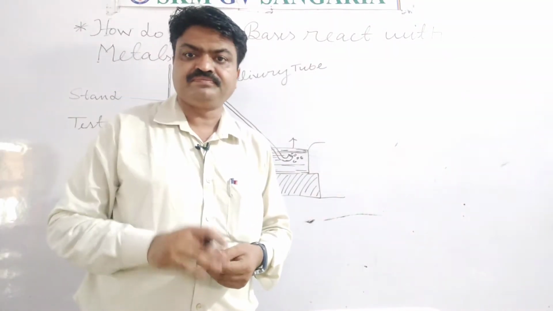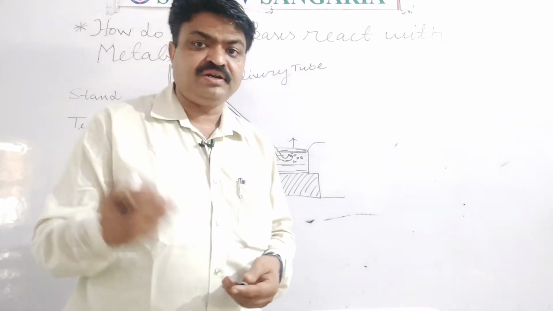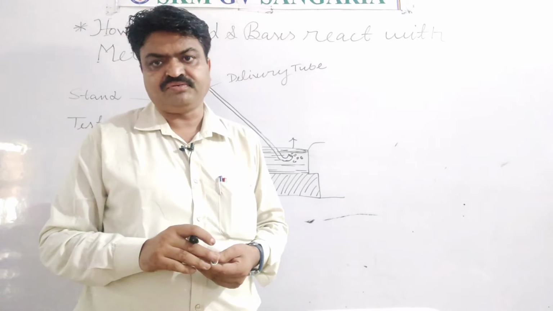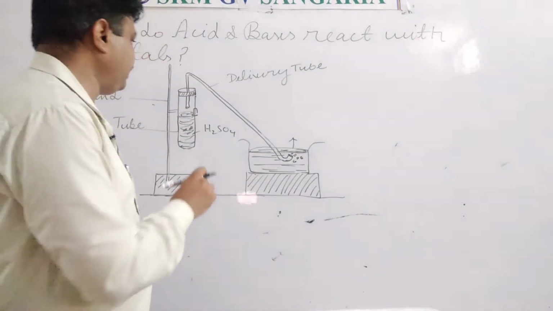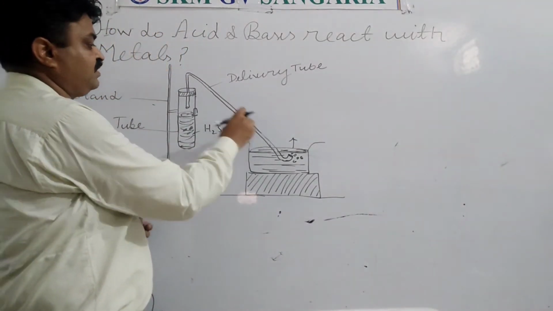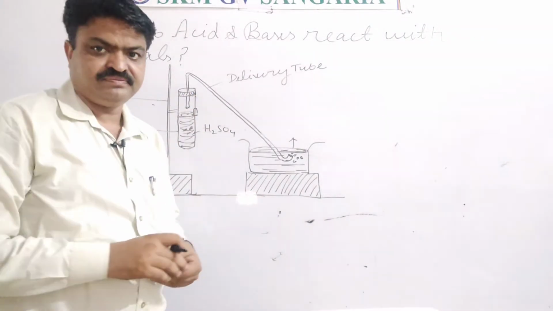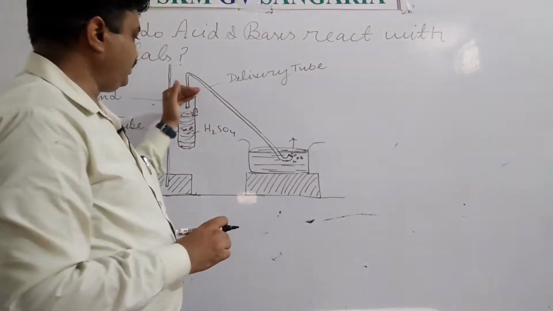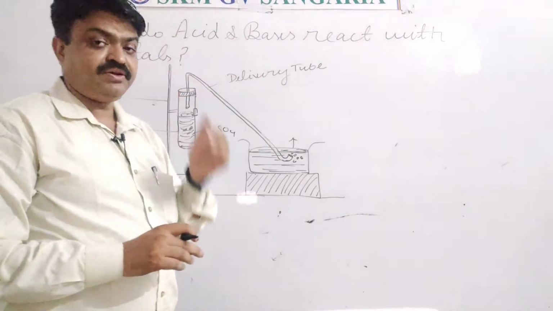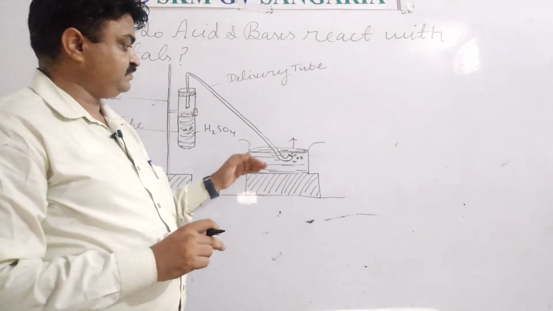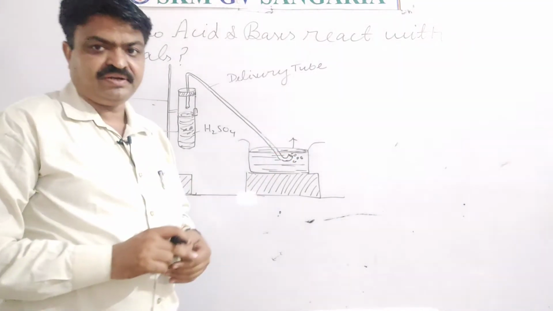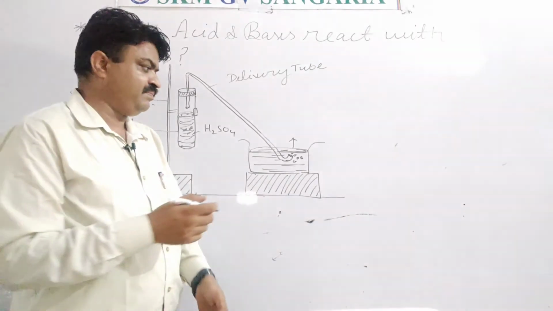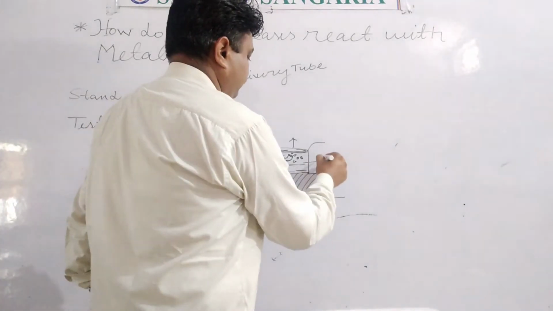Now we will dip zinc granules in that test tube. And we will attach one delivery tube to that test tube with the help of a cork. That delivery tube we attach to another apparatus, a beaker, and that beaker contains water.